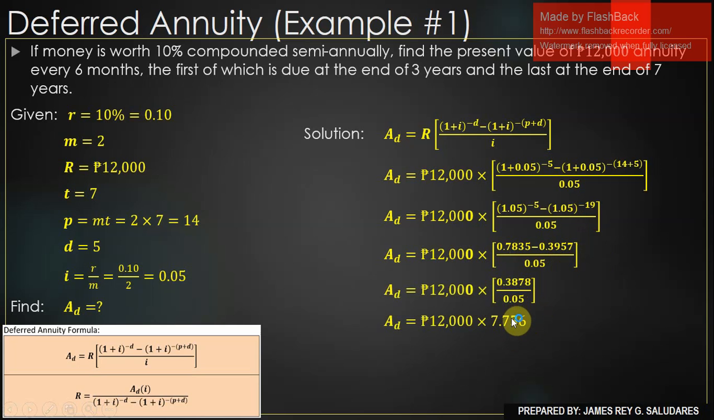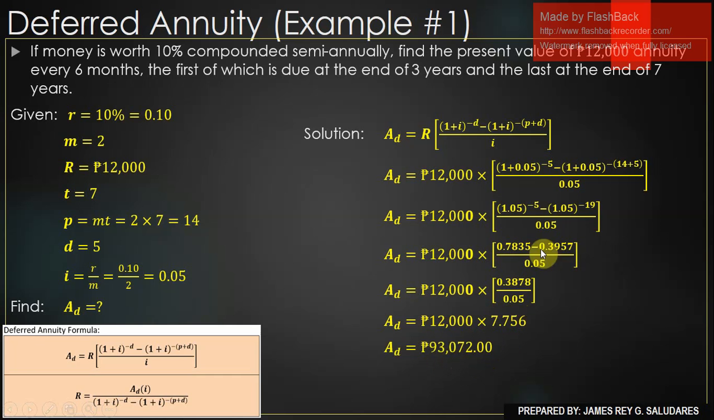Okay, use any calculator. It is much better if you use a scientific calculator. If you don't have one, just download an application or simulator from the Play Store. So 7.756 times 12,000 pesos. Therefore, your present value is 93,072 pesos.